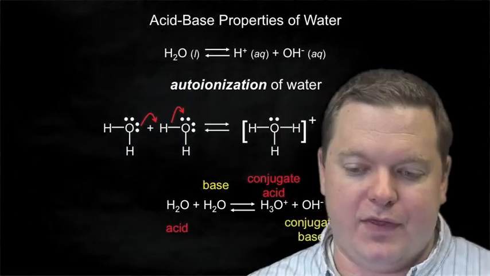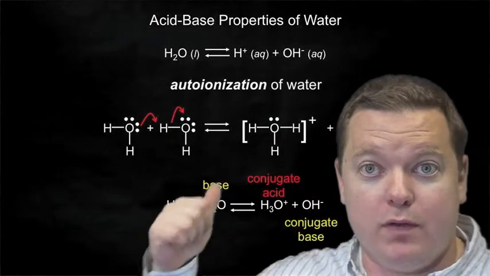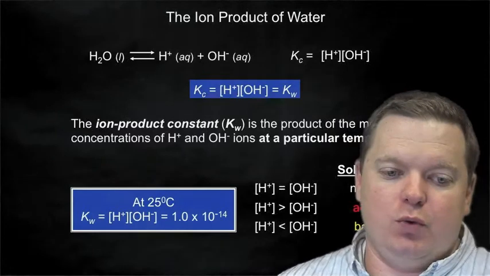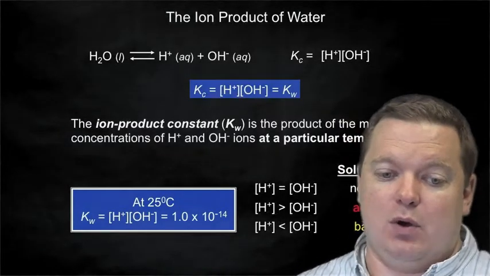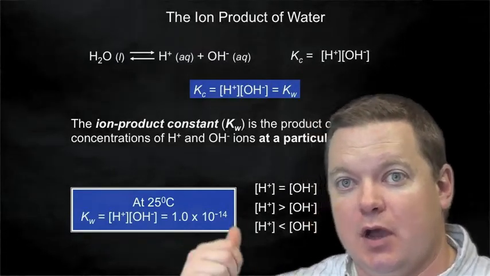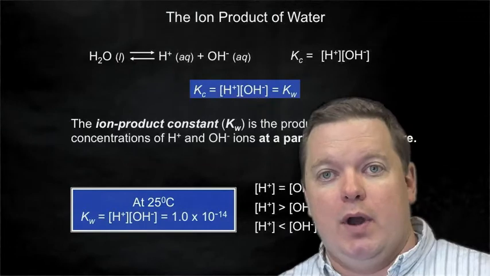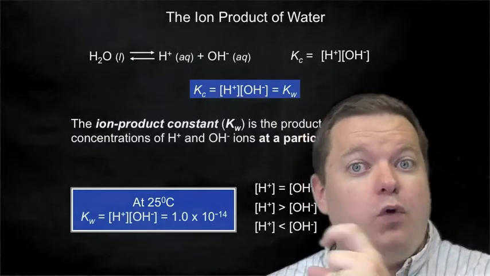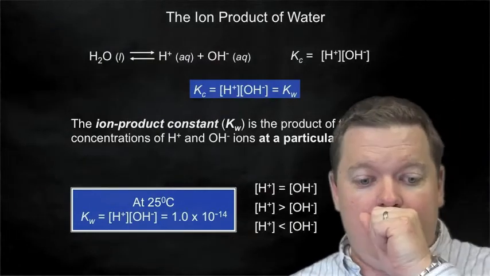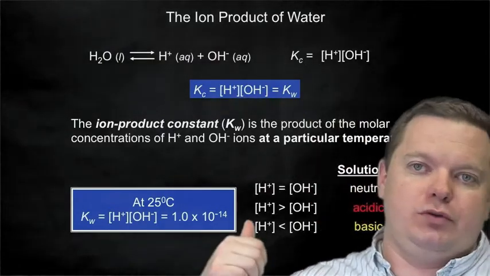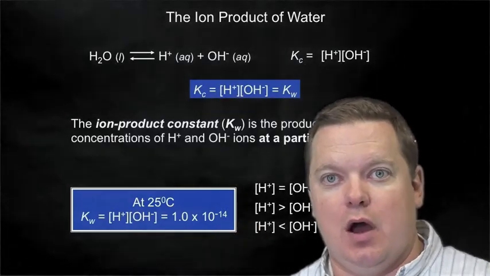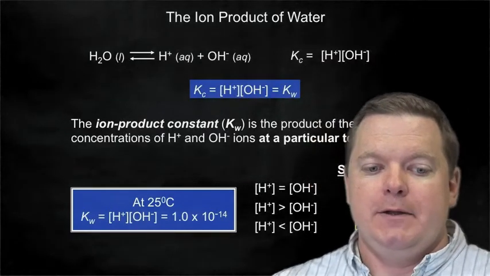So we can write then an equilibrium expression for this equilibrium reaction, right? So we can take this H2O is in equilibrium with H plus and OH minus. So our K value would be the concentration of the H plus times the concentration of the OH minus. Right? So this is the equilibrium expression for water, so we call this value Kw. Right? And Kw is going to be a certain value when we have an equal concentration of H plus and OH minus.